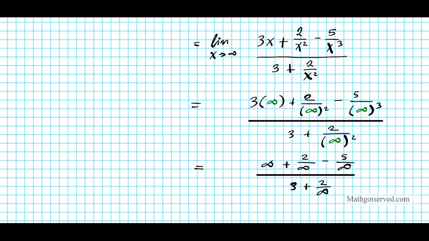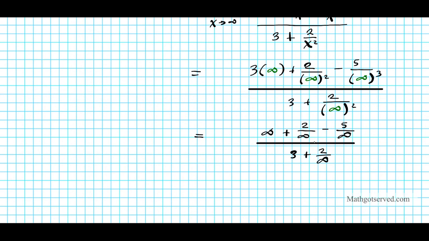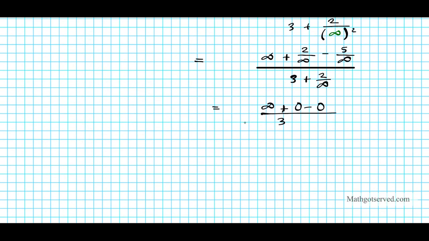Okay, over infinity. Now, remember, anytime you have infinity as a denominator, you're dividing by infinity, that expression is going to collapse to 0. Okay, so this is going to become infinity plus 2 over infinity, which is simply 0, minus 5 over infinity, 0, likewise divided by 3 plus 2 over infinity is 0. Okay, so this whole expression becomes infinity divided by 3, which is just infinity. So you see that the final answer is infinity.